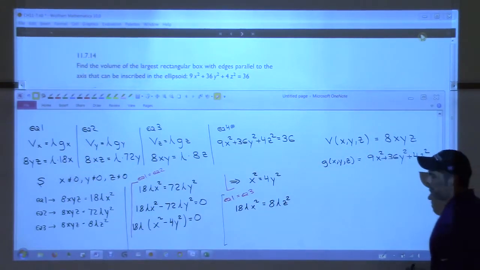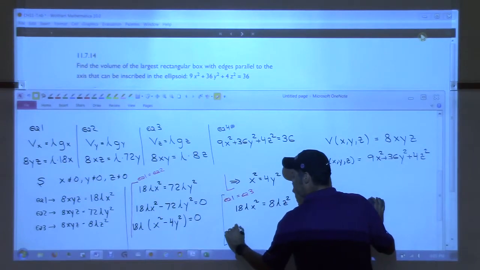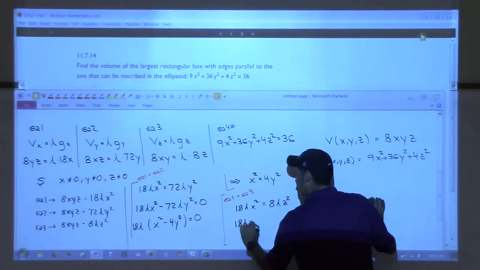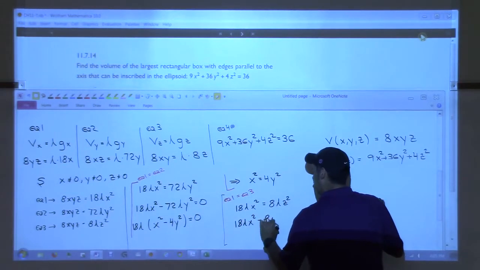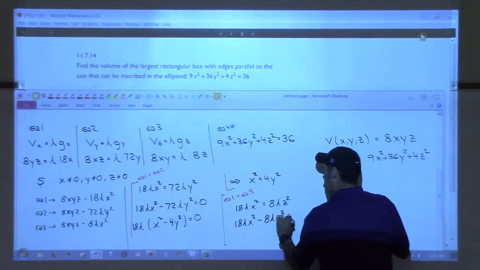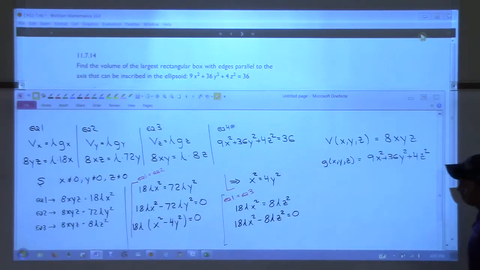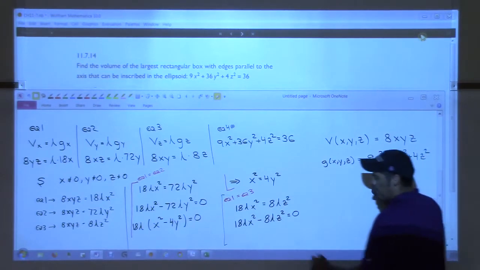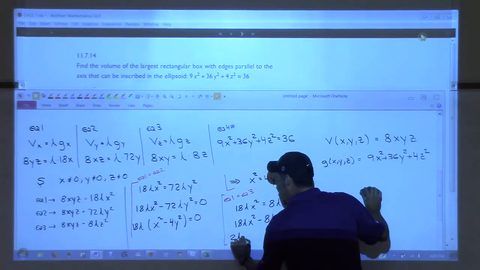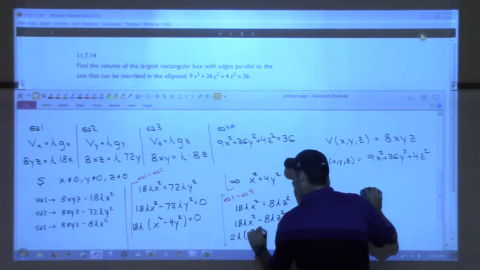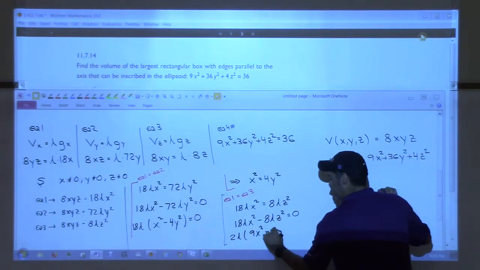And then we play the same game. We move everything to one side. 18 lambda x squared minus 8 lambda z squared equals 0. Here I can only pull out a 2 and a lambda. So I pull 2 lambda, left with 9x squared minus, pull out 2 there, so 4z squared.